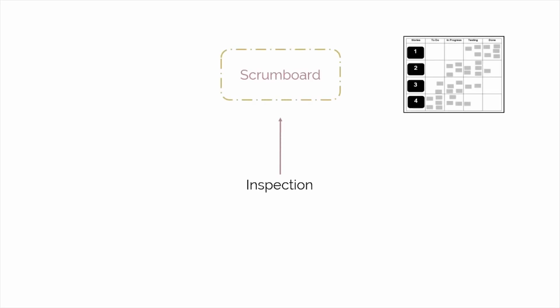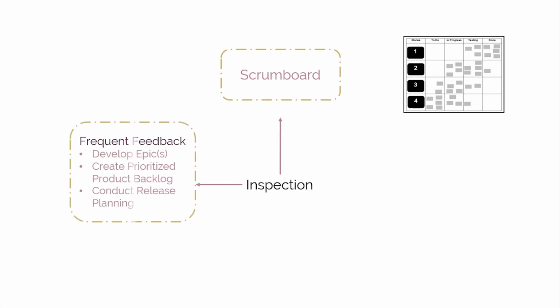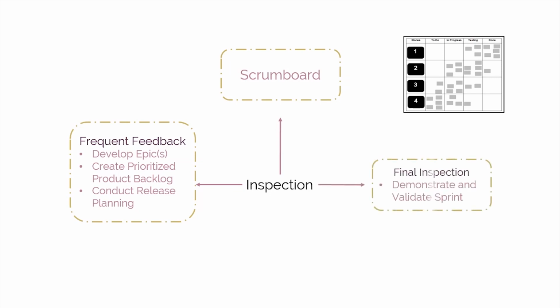Let's have a look at the displayed diagram, which summarizes the concept of inspection in Scrum. Scrum provides a point of inspection with the use of a common Scrum board and other information radiators, which show the progress of the Scrum team on completing the tasks in the current sprint. The collection of feedback from the customer and other stakeholders during the Develop Epics, Create Prioritized Product Backlog, and Conduct Release Planning processes give additional opportunities for inspection. The final point of inspection comes during the review meeting, when the team seeks approval of the deliverables by the product owner and the customer in the Demonstrate and Validate Sprint process.